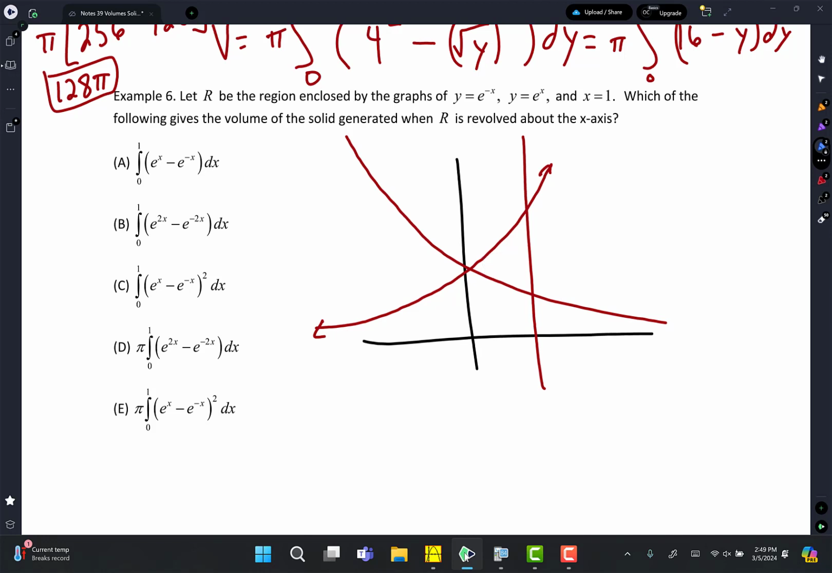We're ready. I'm rotating this about what axis? The x-axis. So when I rotate this about the x-axis, this is right on the y-axis there. Let me see if I can draw this pretty good. There it is. Beautiful.